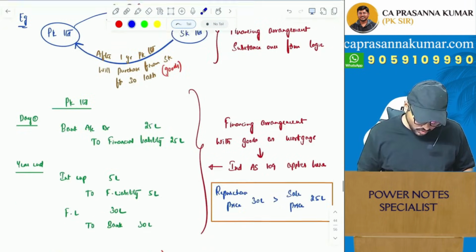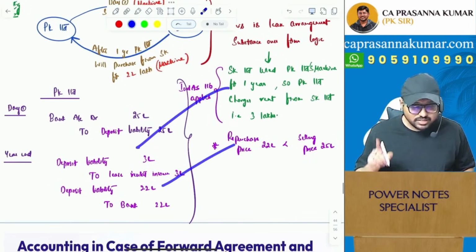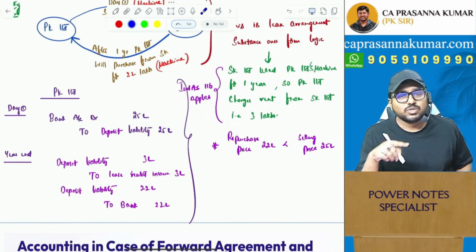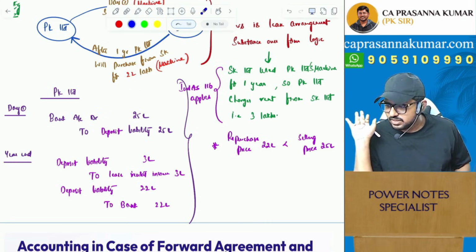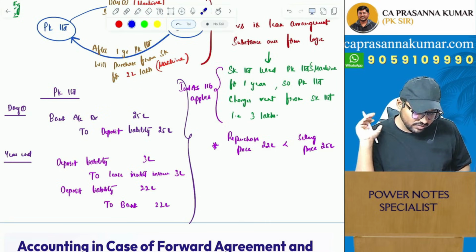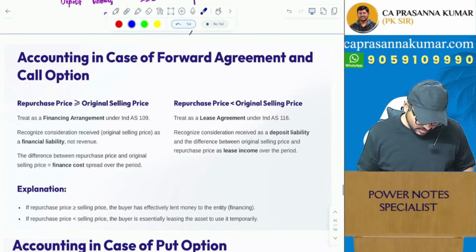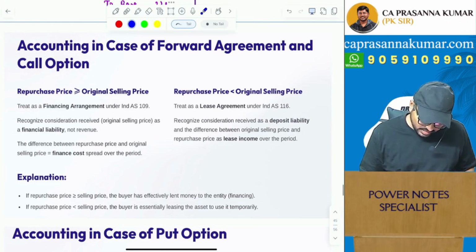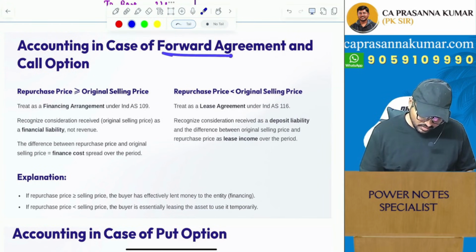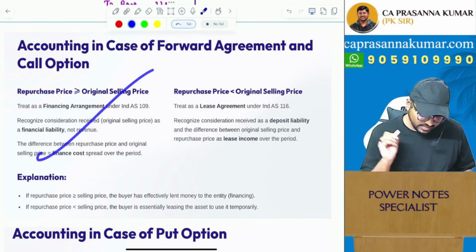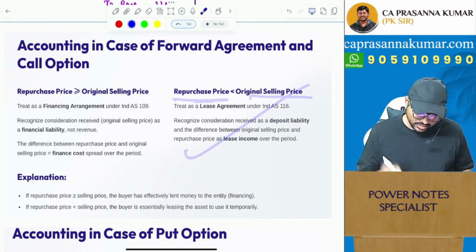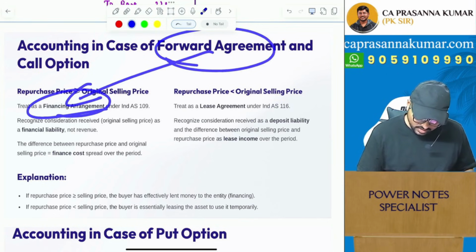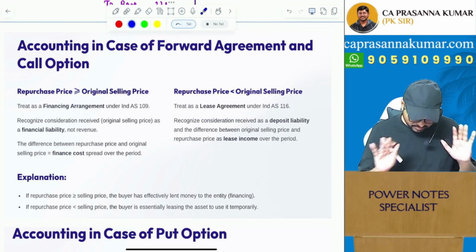So in both these examples, what I have seen here is a forward agreement. In one case, it was a financing arrangement. In another case, it was a lease arrangement. I hope this is clear till here. Everybody, yes, just confirm. Fantastic. Here, accounting in case of forward agreement: if the repurchase price is greater than the original selling price, then it will be a financing arrangement. If the repurchase price is less than the original selling price, then it will be a lease arrangement. So a forward agreement can be financing, or a forward agreement can be lease. Simple, that's all.